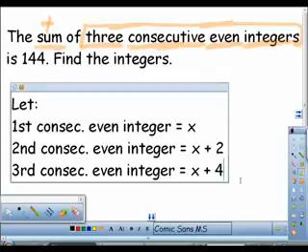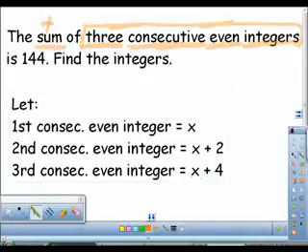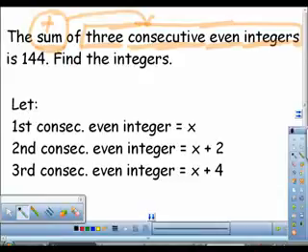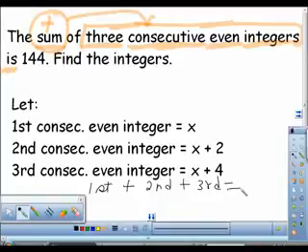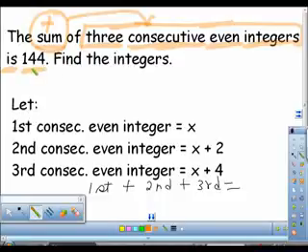Now let's look again. Are there questions so far? Okay, looking again at it, it says the sum. Sum means what I get when I add up these 3 integers. So what that sum of the three integers is saying to me is that I'm going to take the first one, add it to the second one, add that to the third one, and that is going to be equal to 144.